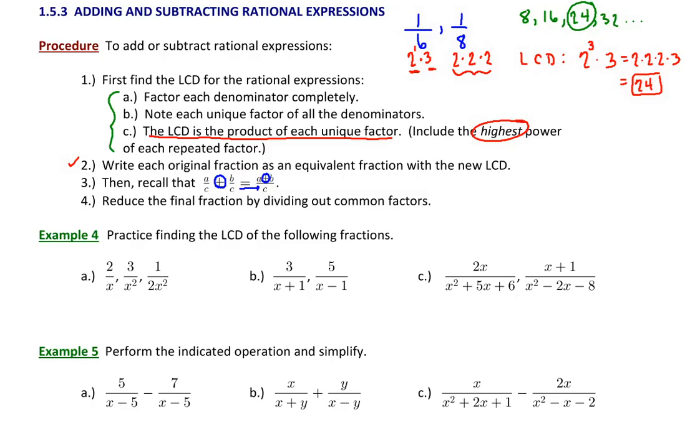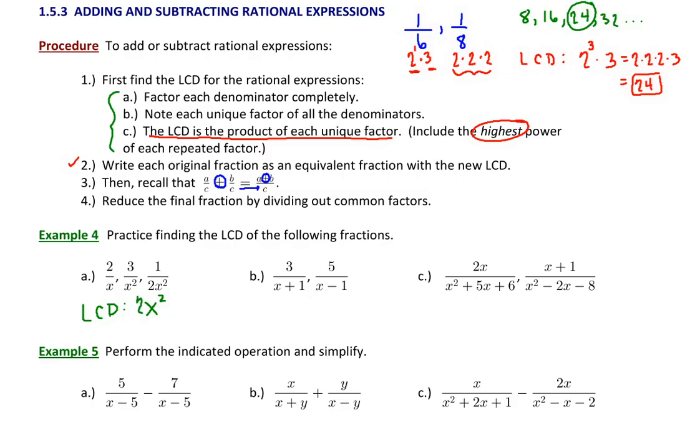So we've got 3 fractions to consider: 2 over x, 3 over x squared, and 1 over 2x squared. Remember, our LCD has to have each unique factor. Looking at our first denominator, the only factor there is x, so we know the LCD has to have an x. If we go to our second denominator, it's x squared. And remember, the rule is we always include the highest power of each factor. So we know we're going to need an x squared. In the final fraction, there's a new unique factor that's introduced. That is 2.